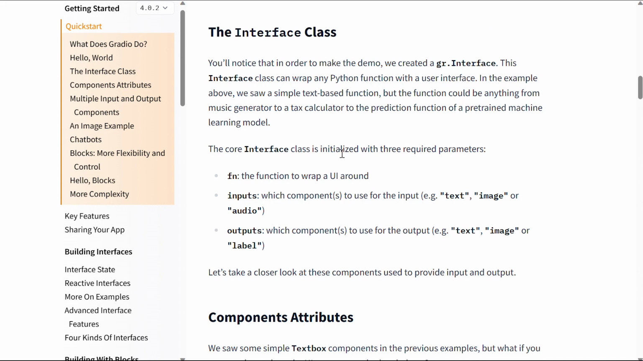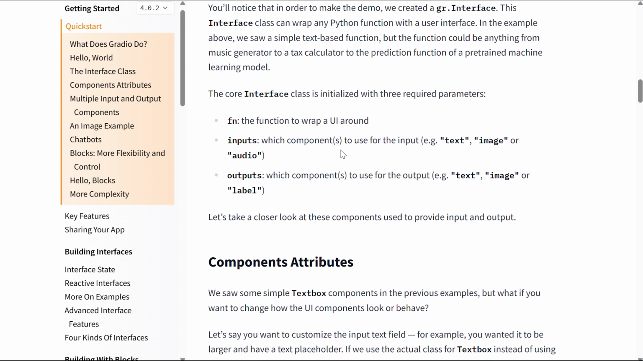The core Interface class is initialized with 3 required parameters. These parameters are fn, which is the function to wrap a user interface around. There are inputs, which tells you which components to use for the input. For example, is it text, is it image, is it audio? And similar to inputs, outputs. That says which components to use for the output. Is the output text, image, or label?